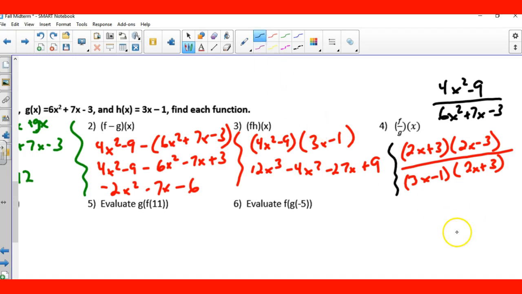Now, this 2x plus 3 cancels with 2x plus 3. So we're left with 2x minus 3 divided by 3x minus 1.